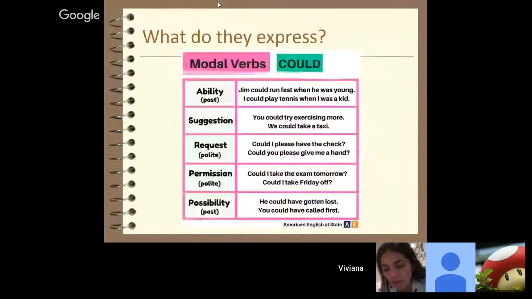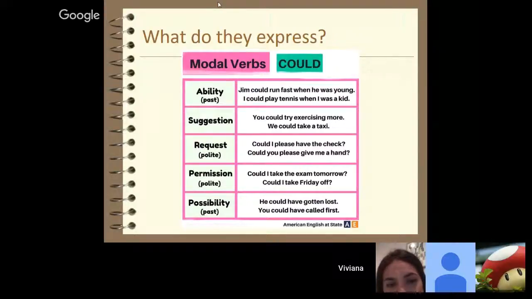Now, we have could. We use could for ability in the past, suggestion, a request, a polite sentence, permission, and possibility in the past. For ability, it's like I could play tennis when I was a kid. Jim could run fast when he was young. So we can use it as the past of can is could. Yes, I could play. Yo podía.